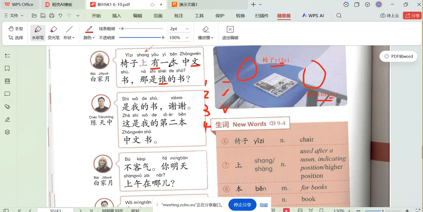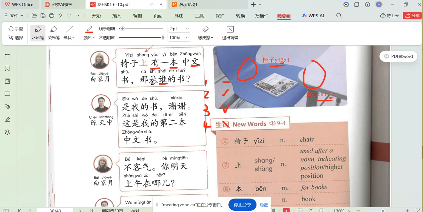Let's practice together. Let me hear you. The measure word for book, 本, 本, 本. If I write 4, it means the fourth tone. So your tone should go from the highest level to the lowest level.